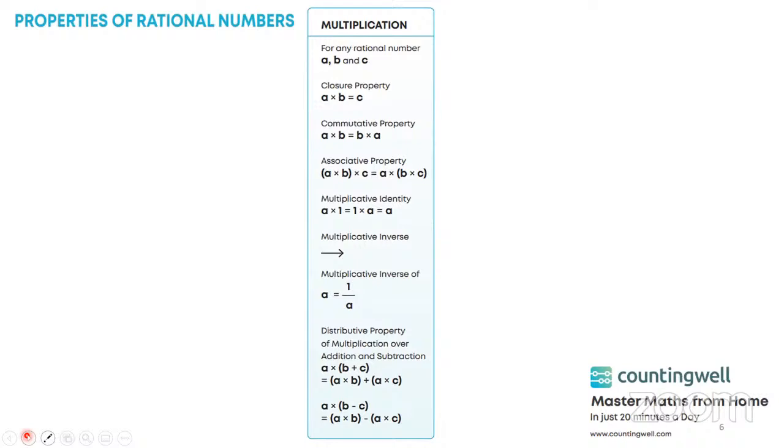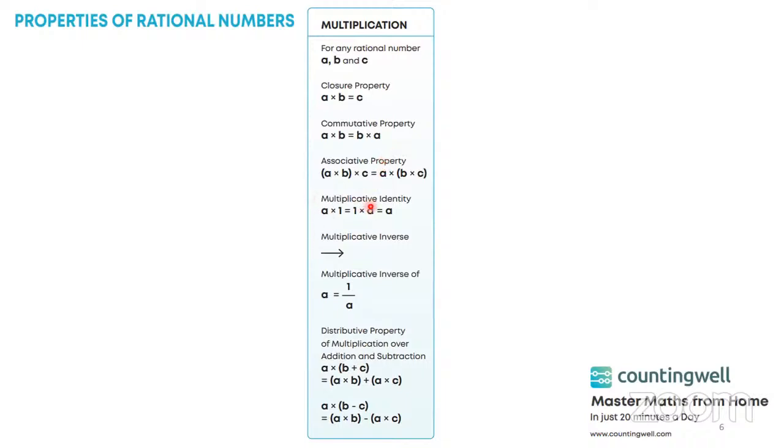Now what is commutative property for multiplication of rational numbers? No matter in which order you multiply two rational numbers, the resulting product will be same. So multiplying 1 by 4 to 1 by 2 is same as multiplying 1 by 2 to 1 by 4. For associative property, we have multiplying a and b and taking the product with c is same as first multiplying b and c and taking its product with a.